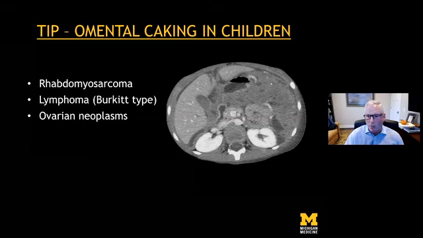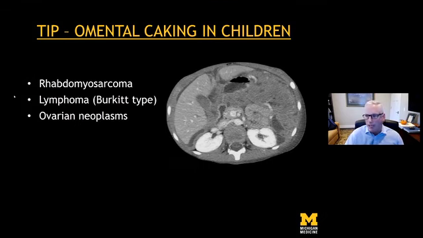And so this omental caking or peritoneal seeding, this peritoneal carcinomatosis in essence, the differential diagnosis that we think about is rhabdomyosarcoma, Burkitt-type lymphoma especially, and any lymphoma, and then ovarian neoplasms as well, which we're going to leave for another day.